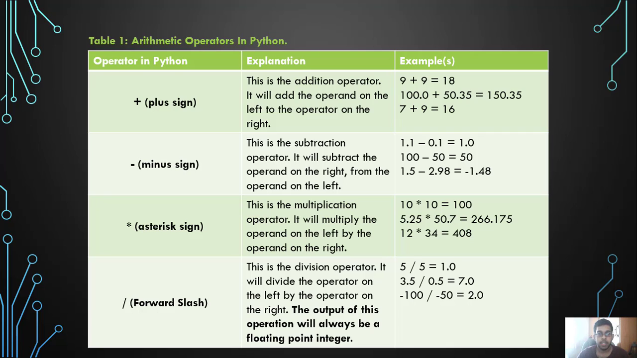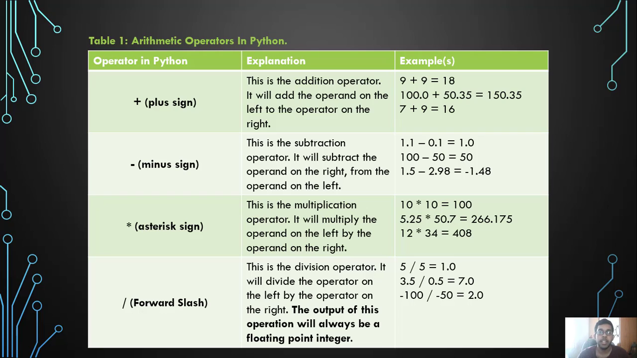Minus sign. This is the subtraction operator. It will subtract the operand on the right from the operand on the left. 1.1 minus 0.1 is equal to 1.0. 100 minus 50 is equal to 50. 1.5 minus 2.98 is equal to negative 1.48.